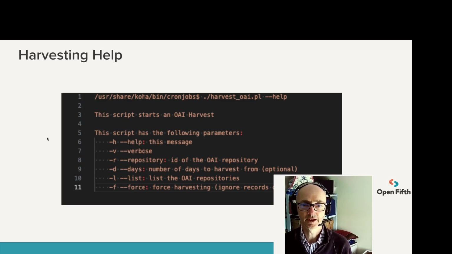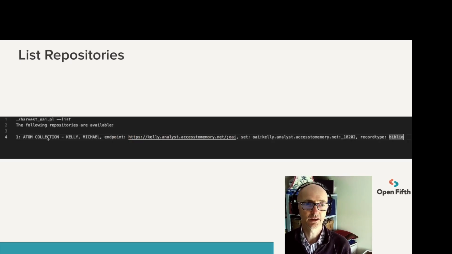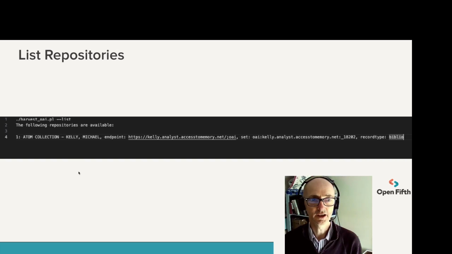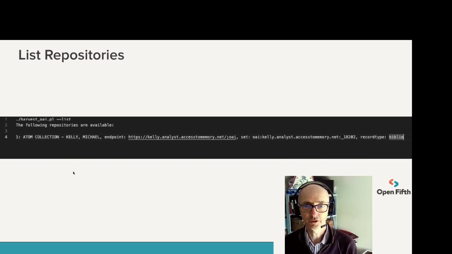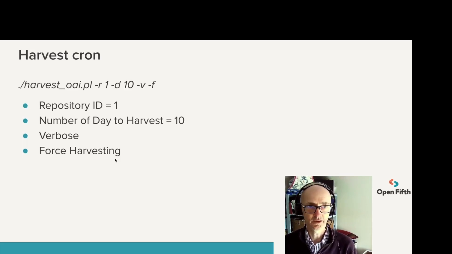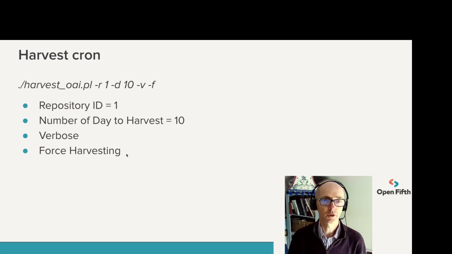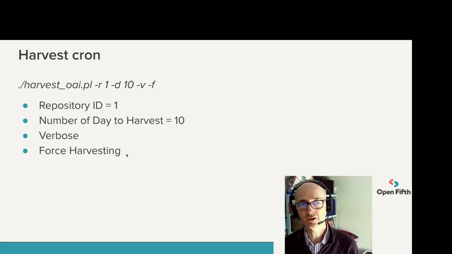To explain those in a little more detail, if I use the list option, it lists the repositories that I've configured under that setting in system administration. So here's the repository that I just set up. Then we actually come to harvest it. You can see we pass a number of parameters to the cron job to do the harvesting, and obviously we can set this up periodically.